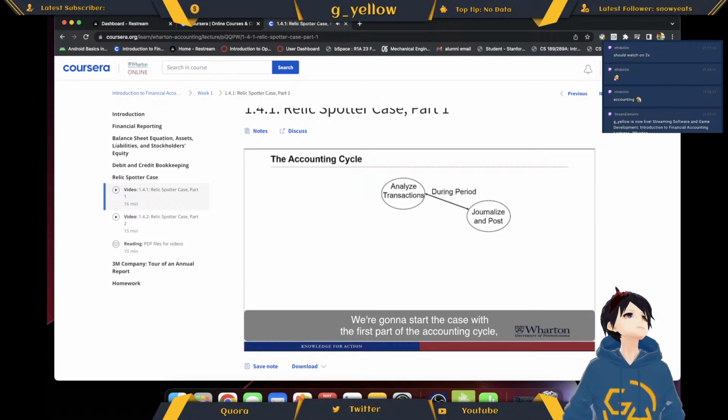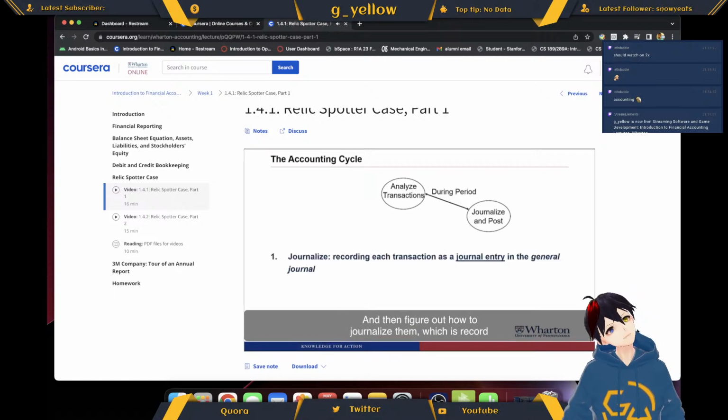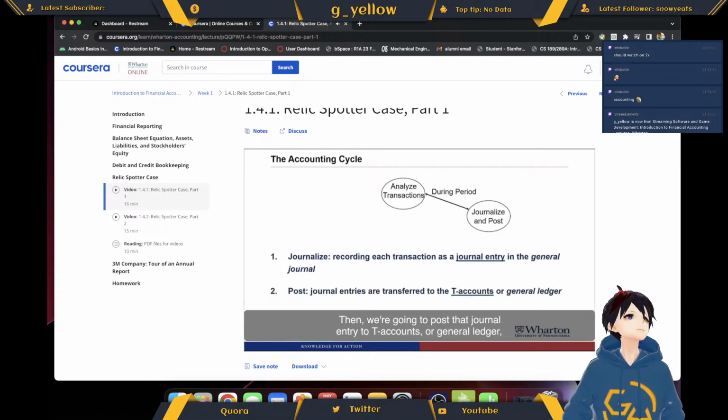We're going to start the case with the first part of the accounting cycle, where we analyze transactions and then figure out how to journalize them, which is to record each transaction as a journal entry in something called the general journal. Then we're going to post that journal entry to T accounts or the general ledger, where we'll keep a running total of the balance in all the accounts.